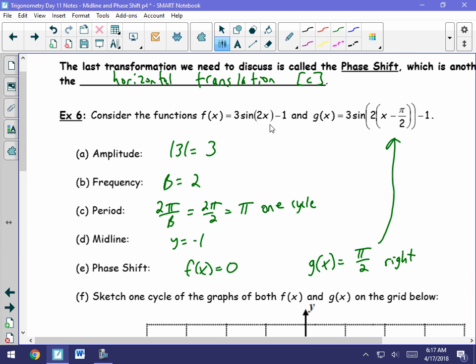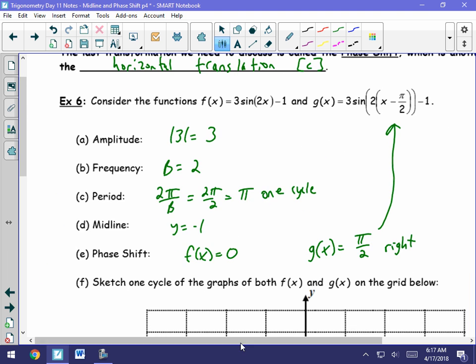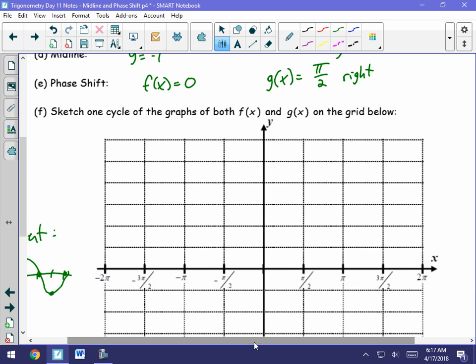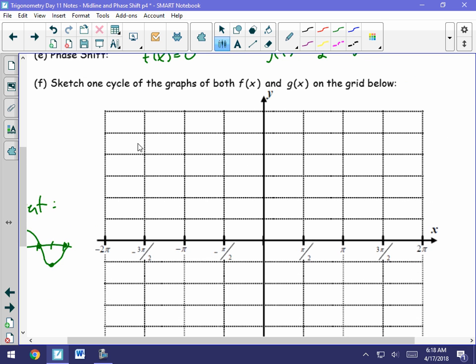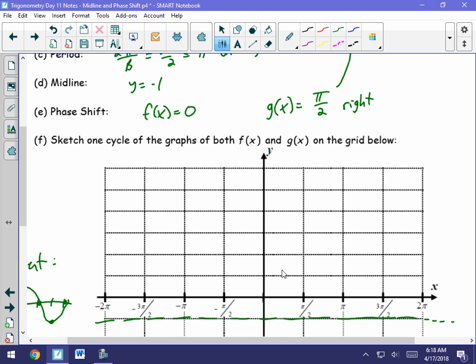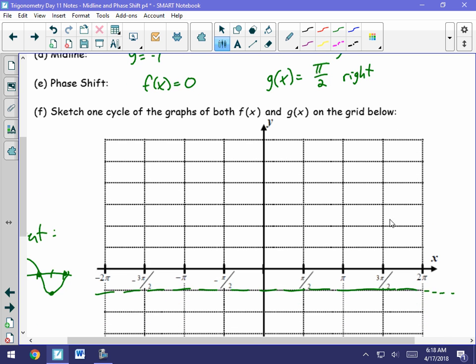Okay, so if I want to graph this 3 sine 2x minus 1, remember we've got to put the midline on there first. Right, they both have a midline at -1. So we're going to dot that in there. Okay, and then sine curve starts at 0, so it would start on the midline. And again, I've got to squish this in between 0 and pi. So I'm going to kind of break this up so I can get my 5 points on there. So it'll go like that.